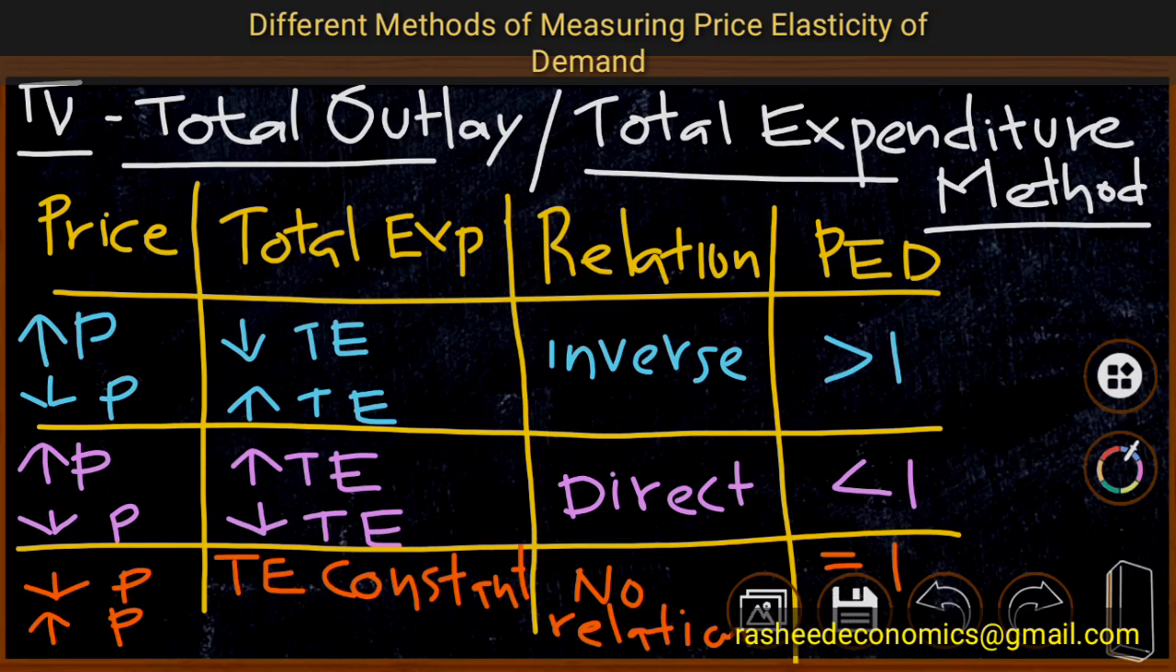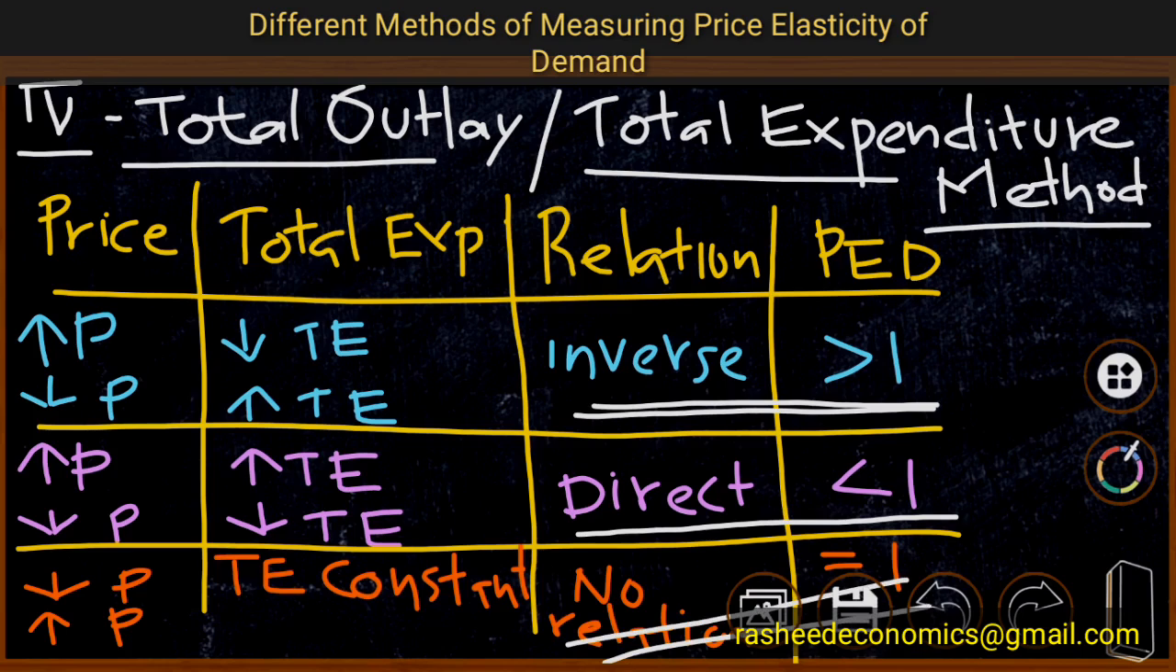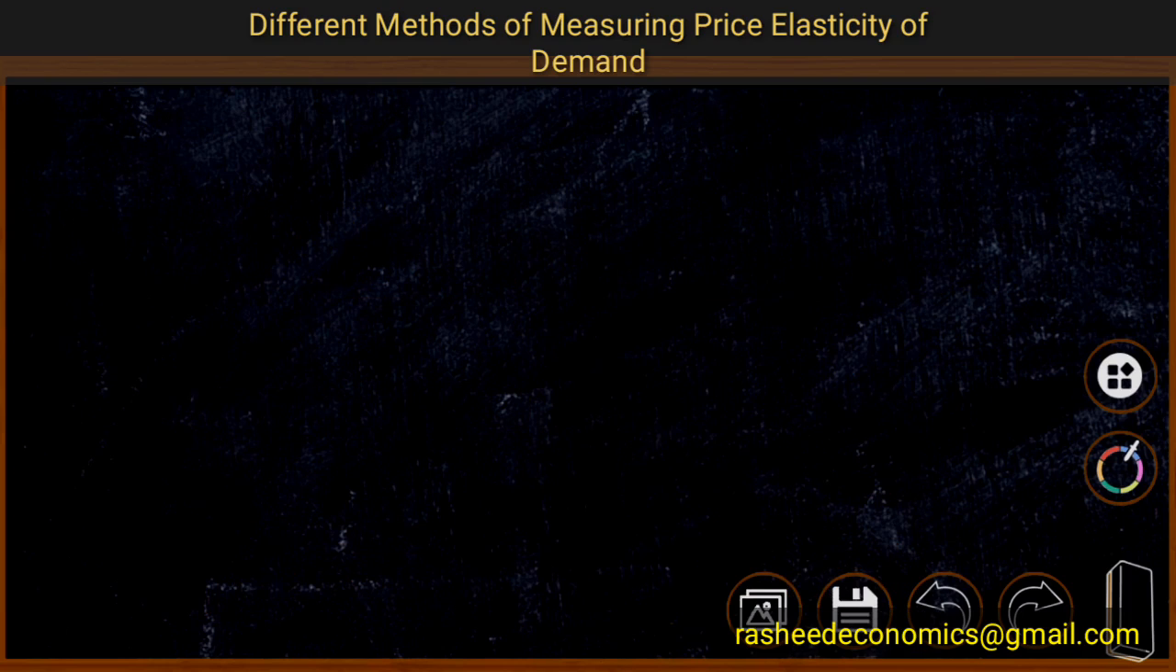If there is a direct relationship between price and total expenditure, then there is less elastic demand. If there is an inverse relationship between price and total expenditure, there is elasticity of demand greater than unity. And if there is no relation between increase or decrease in price and total expenditure, we have unitary elastic demand.